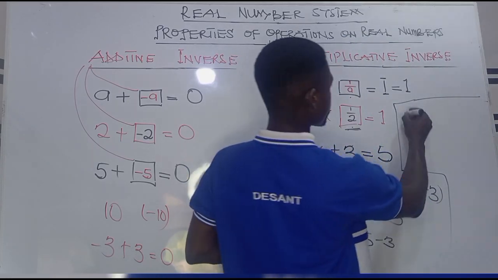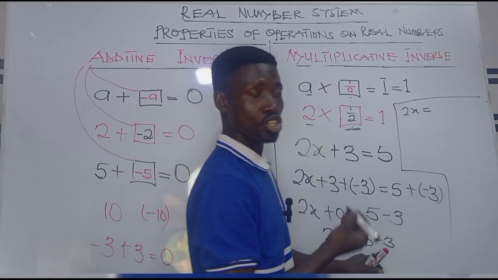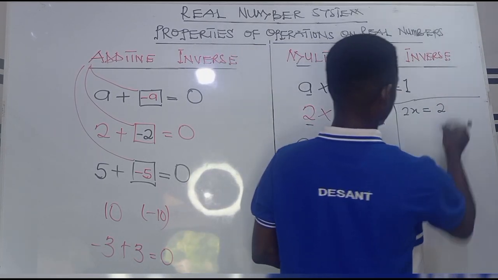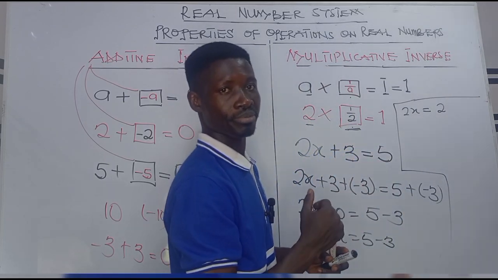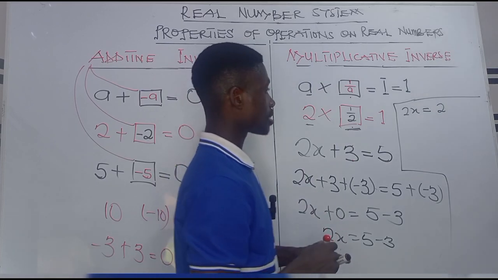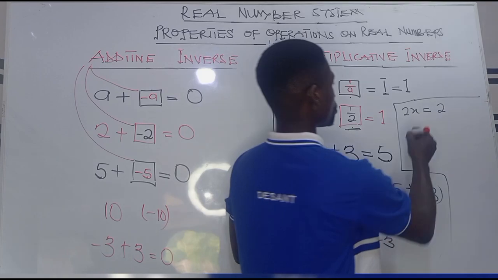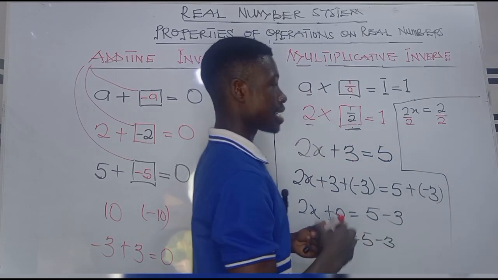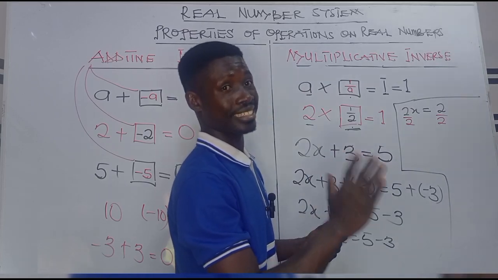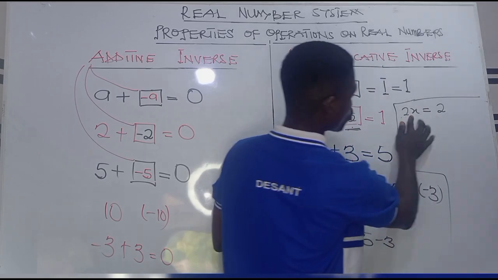So we have 2x is equal to what? 5 minus 3 will give us 2. Very good. Now, at this point, what do we do? I believe you are saying that to find the value of x, we divide both sides by 2. Very good. But in actual sense, what we do is that we find the multiplicative inverse of 2.